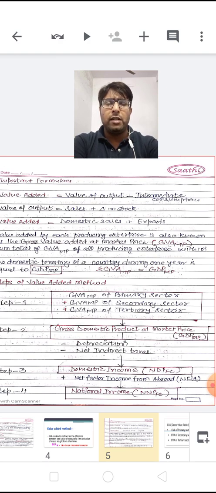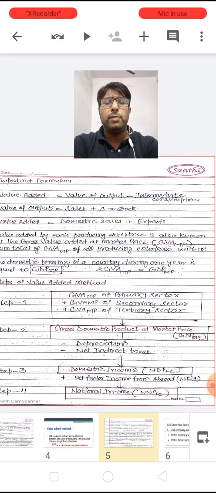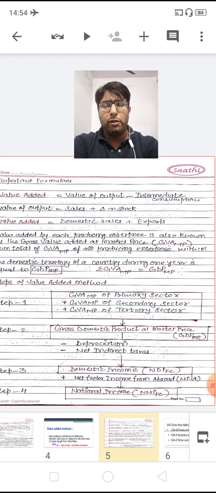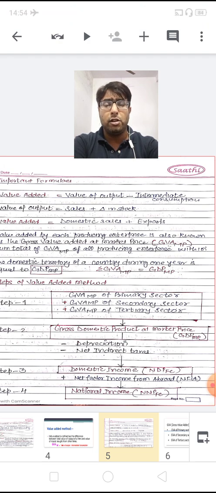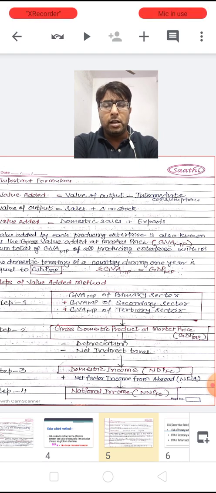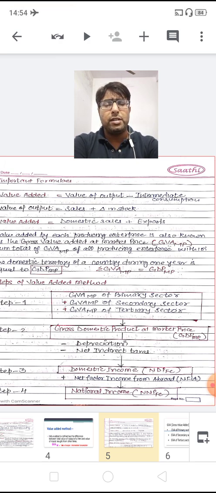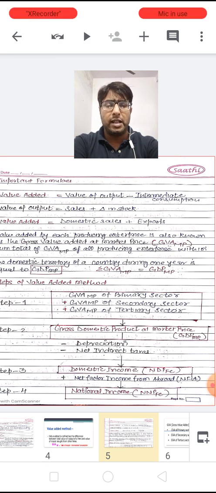You can make the conversion from GDPMP to NNPFC. If we want to go from gross to net, we have to subtract the depreciation from the gross value. From domestic to domestic, there is no change, but if I want to go from domestic to national, I have to add the net factor income from abroad. And from market price to factor cost, I have to subtract the value of net indirect taxes.